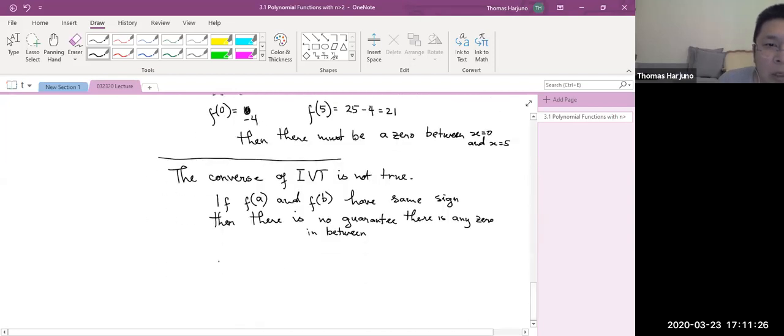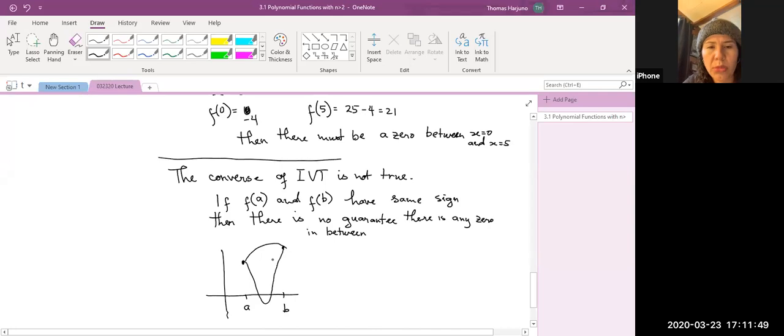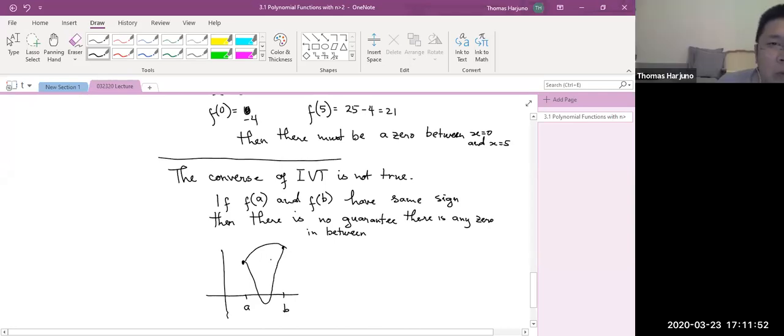Suppose f(a) is positive, and f(b) also positive. Now, the graph has to be continuous, but we don't know if the graph will go this way, which means there's no x-intercept. But the graph may also be like this, which means there's an x-intercept. Does it make sense? Yes. So if they have the same sign, we cannot say anything. The intermediate value theorem only applies if they have different signs. Okay? Any questions?